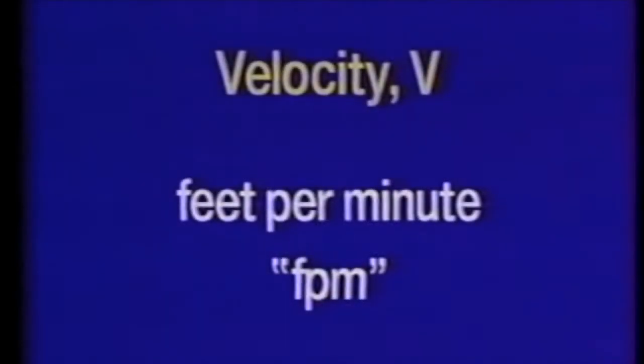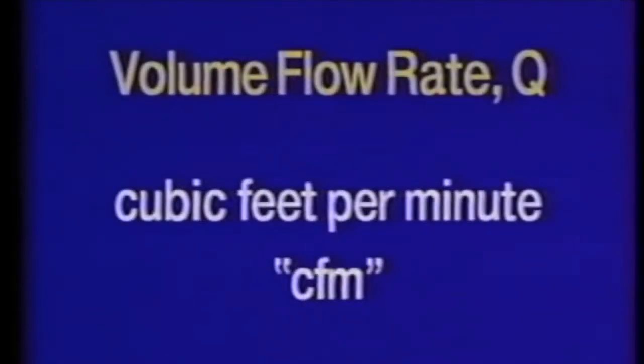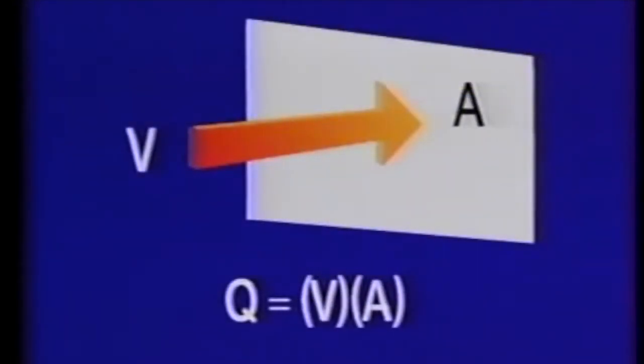The speed or velocity, called V, of air is measured in feet per minute, or FPM. Air volume flow rate, called Q, is expressed in cubic feet per minute, or CFM. We cannot directly measure Q. It is equal to the product of the average velocity and the cross-sectional area through which the air flows. That is, Q equals V times A.